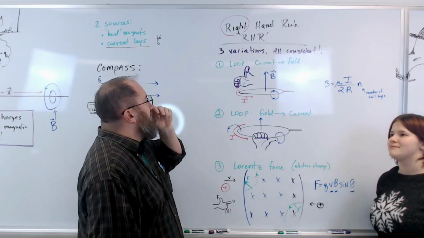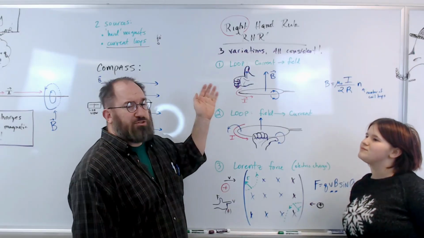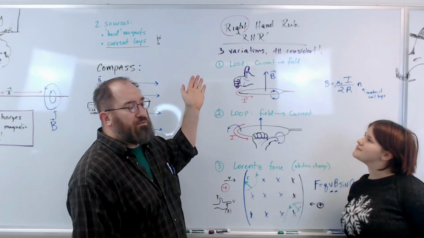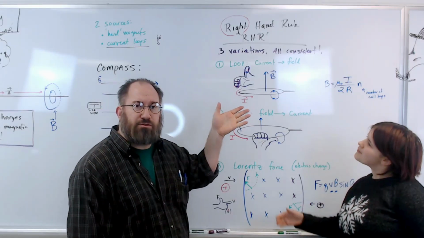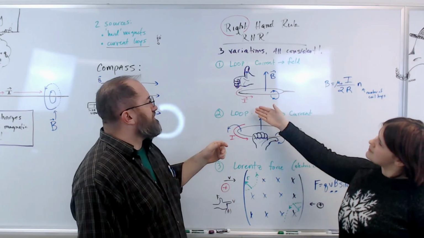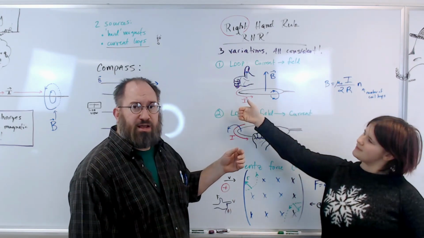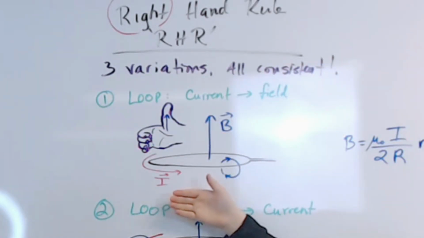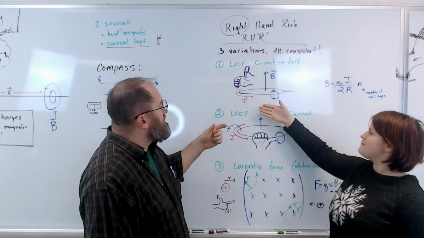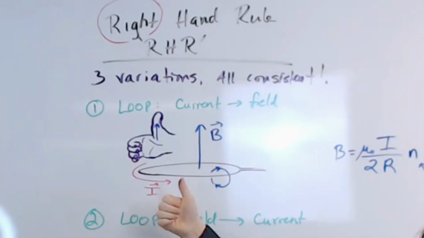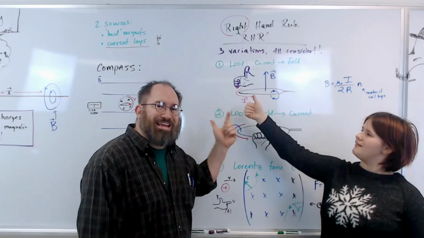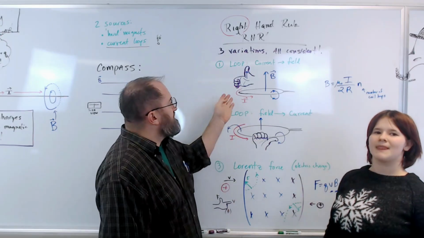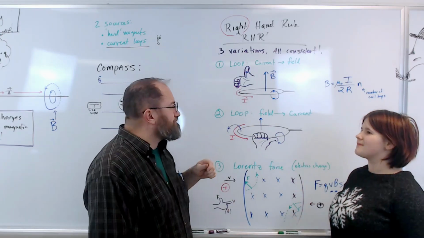The first one is a loop where the current generates a magnetic field, and you use your hands to do that. You see here Jennifer will curl her fingers around in the direction of the current flowing around the coil. You can see her thumb naturally just points upward, and that is the direction of the magnetic field inside the circle that is the area of the coil.